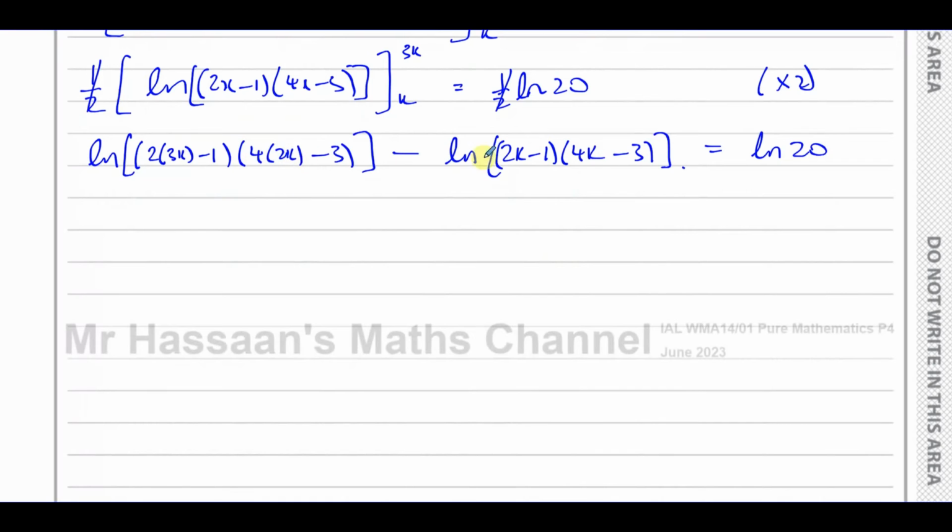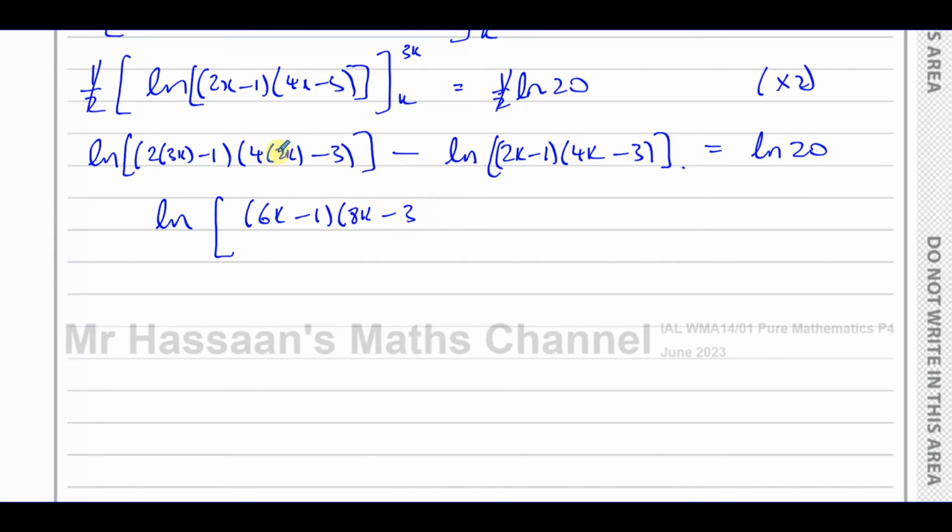So I can combine these two together. I can't get rid of these lns yet because this is not one ln term. I have to make it into one ln term, so I can combine these together using the subtraction law. So I'll have ln of, let me do this in one step, that's going to be 6k minus 1 times 8k minus 3.